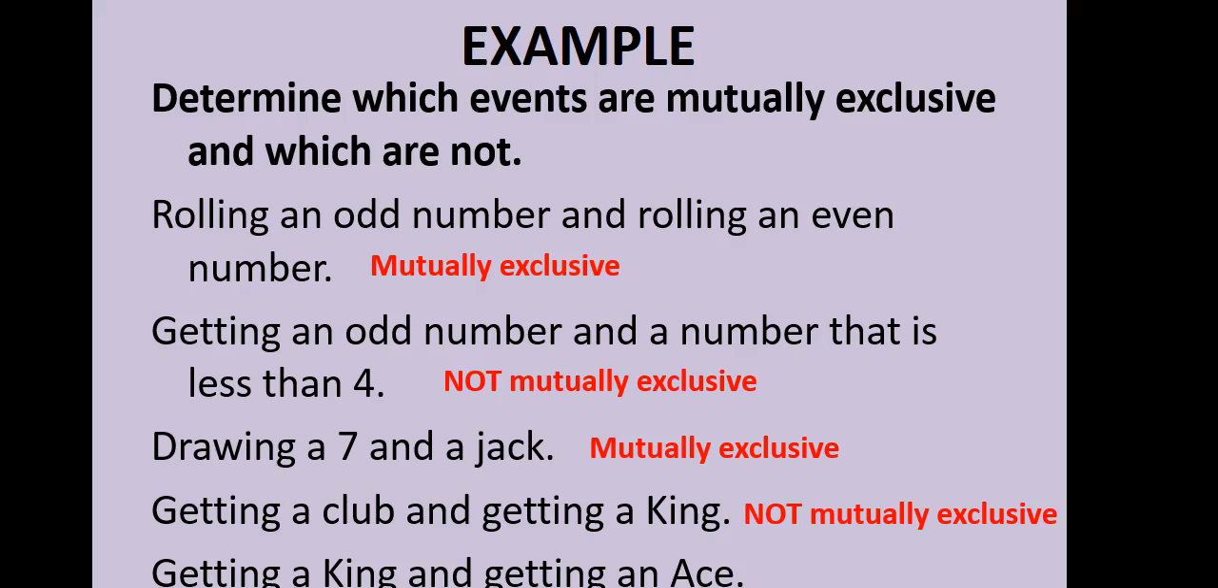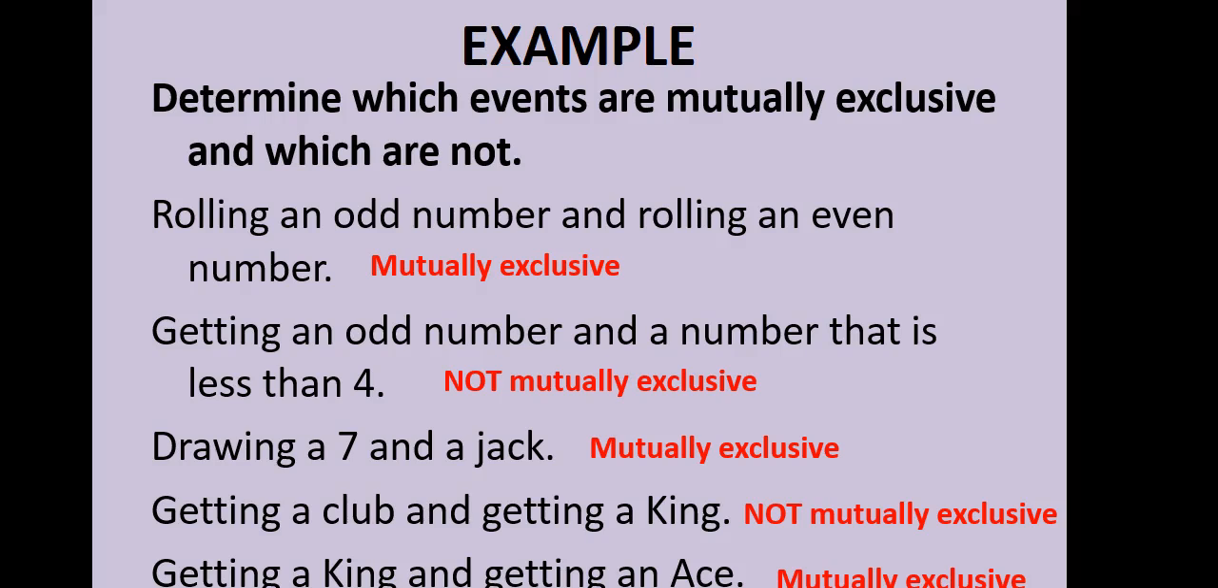Now, what about the example of getting a king and an ace? In other words, can I draw a king and an ace at the same time? I know some of you are not that familiar with your deck of cards, but hopefully you are familiar enough to know that there is not a card that is both a king and an ace. So these are mutually exclusive events. You could not get a card that is both a king and an ace at the same time.